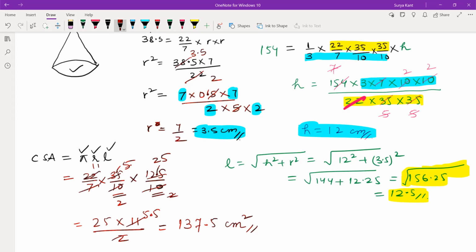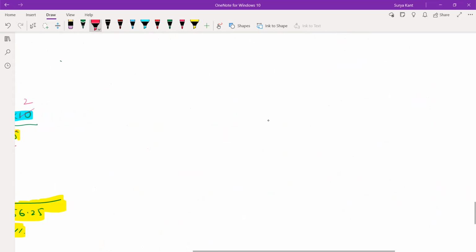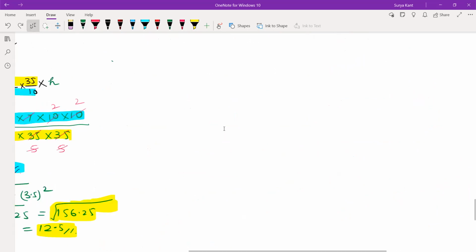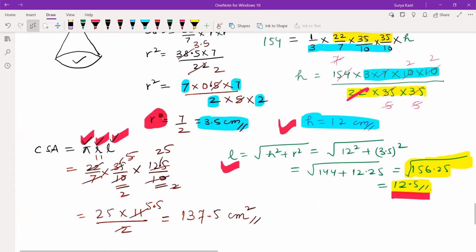Yeah, sir. Yes, sir. So first we find the radius, then we find the height. After finding radius and height, we got L. L is equal to 12.5. So we put the values of pi, R and L, and we get the answer as 137.5.